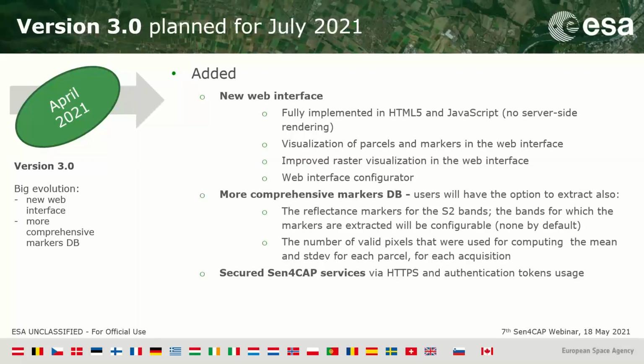And also we have included the number of valid pixels that were used for each parcel and for each acquisition when we compute the mean and the standard deviation. And finally, the Sen4CAP secure services are available through HTTPS and authentication token.